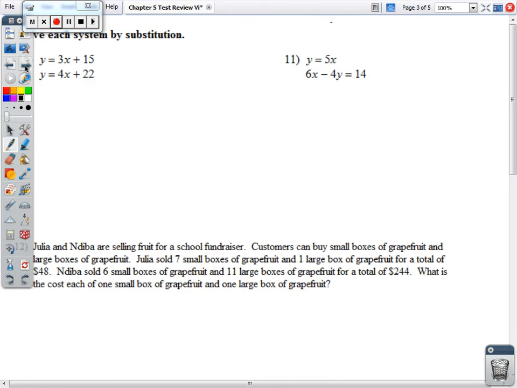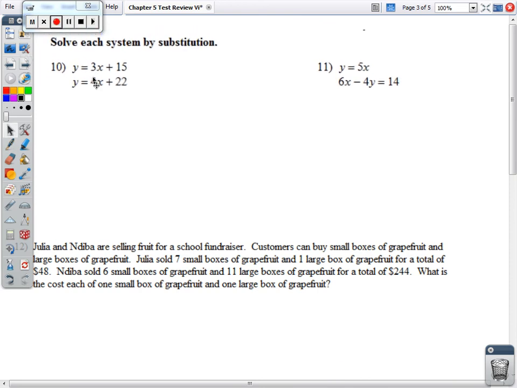Moving on to number 10. Number 10 is solving each system by substitution. This is going to be the easiest to solve by substitution because both of the equations are already solved for y. So we're going to take what y is equal to here and plug it into the other equation. We have 4x plus 22 equals 3x plus 15. We're going to solve for x: subtract 3x from both sides, and we'll combine two steps here, subtract 22 from both sides.